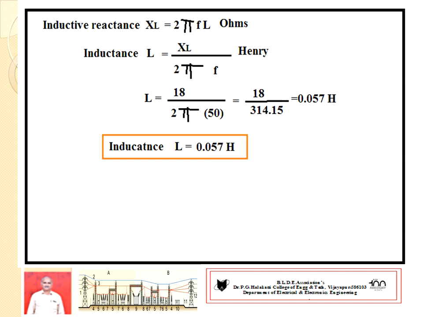Therefore, L equal to XL divided by 2 pi F. You substitute all the values. L we are going to get as 0.057 Henrys. If F is given as 60 Hz, you substitute 60 Hz and calculate the L value. Whatever frequency is given, as per that frequency you calculate the L value.